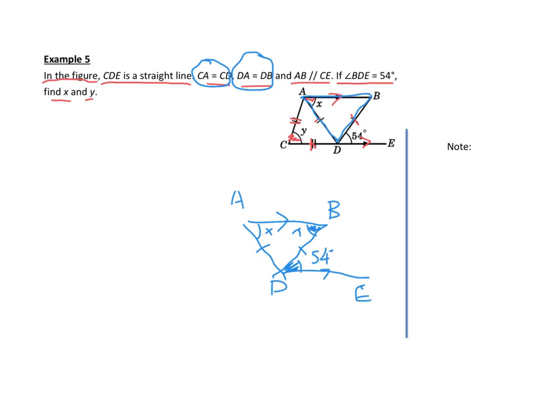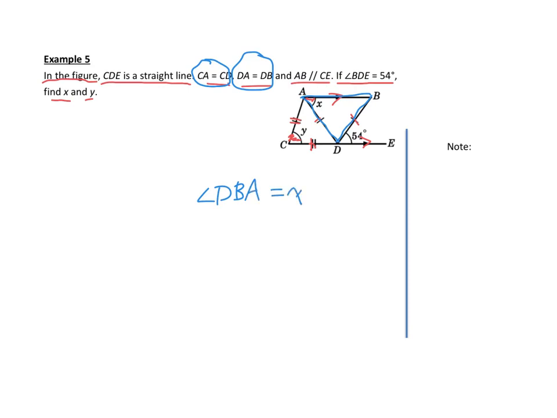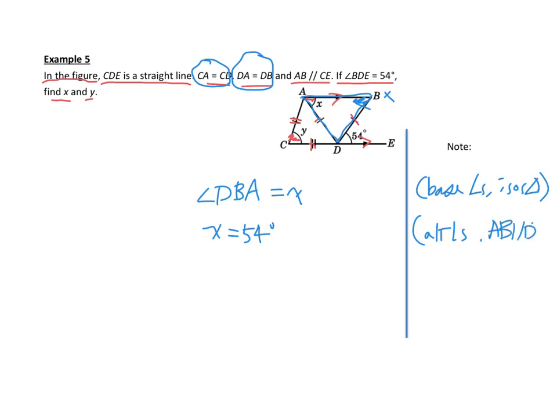So now we write this step down. Angle DBA is equal to x. Why? That is the base angles of isosceles triangle. And then we can mark these properties in the figure too. That is x. Second, x is equal to 54 degrees. Why? That is the alternate angles of the parallel lines, AB parallel to DE. That is the first part.